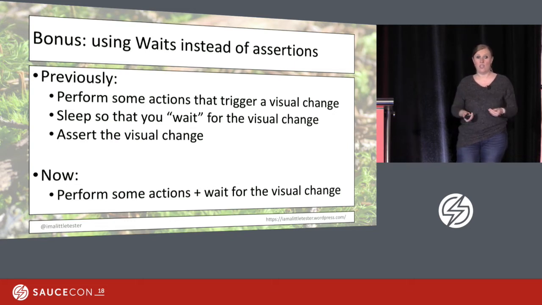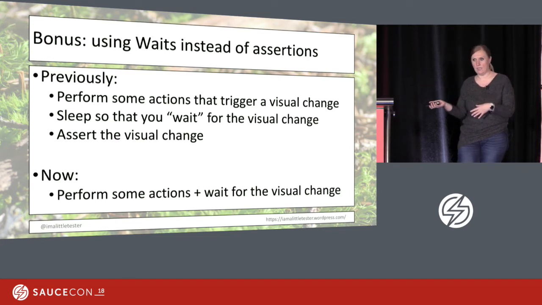But if you're using wait, there is no more need to do the assertion. Because when you're waiting for something to happen, it's like saying, I've waited, and now it's happened, so now assert true that that has happened. So this will actually remove some of the lines of code that you will write in your test. There's no need for all your assertions.